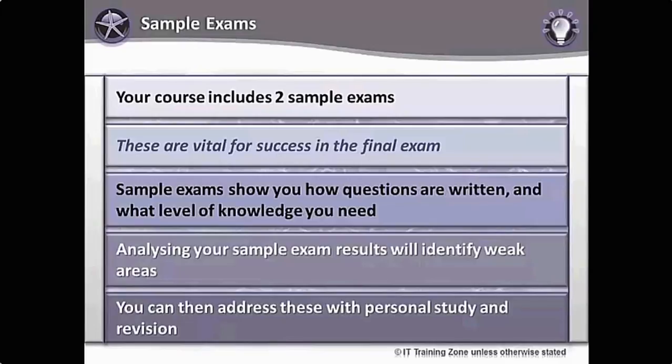By analyzing your results in the sample exam to identify weak areas, you can target your revision to gain maximum value from all your training materials. Any trouble spots or weak areas will be clearly identified, and you can address these with additional study time and revision as part of your exam preparation.